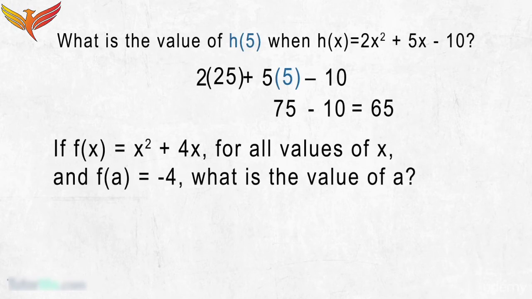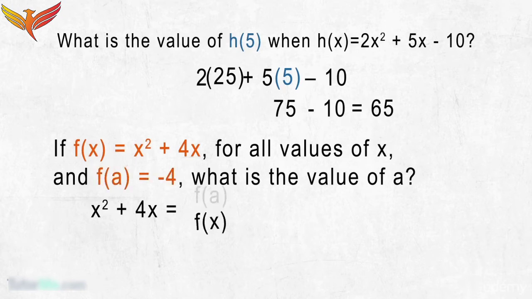If f of x equals x squared plus 4x for all values of x, and f of a equals negative 4, what is the value of a? Again, this problem looks complicated with two functions, but it's really just a matter of substitution. We know that f of x equals x squared plus 4x, and we know that f of a equals negative 4. We'll set the equations equal to each other, so we have x squared plus 4x equals negative 4.